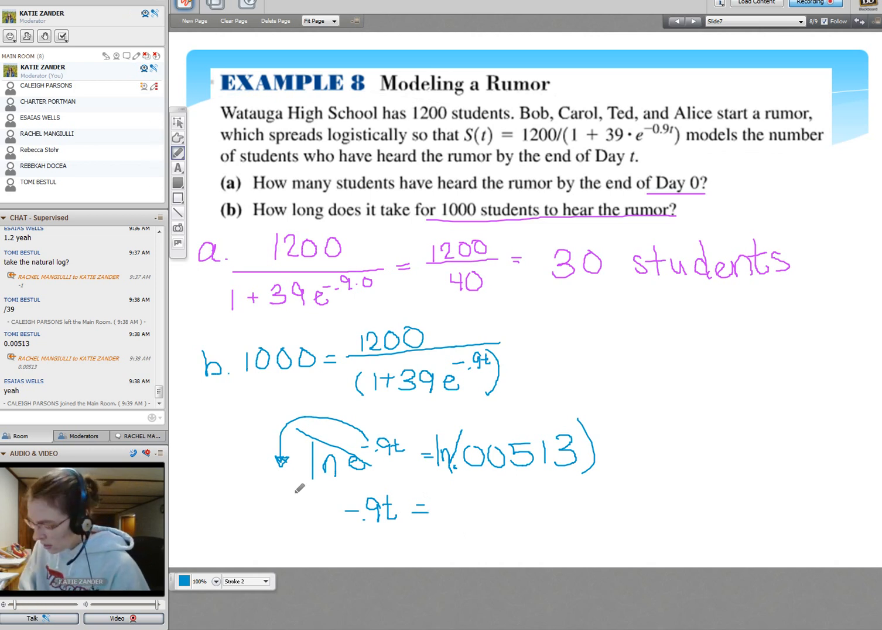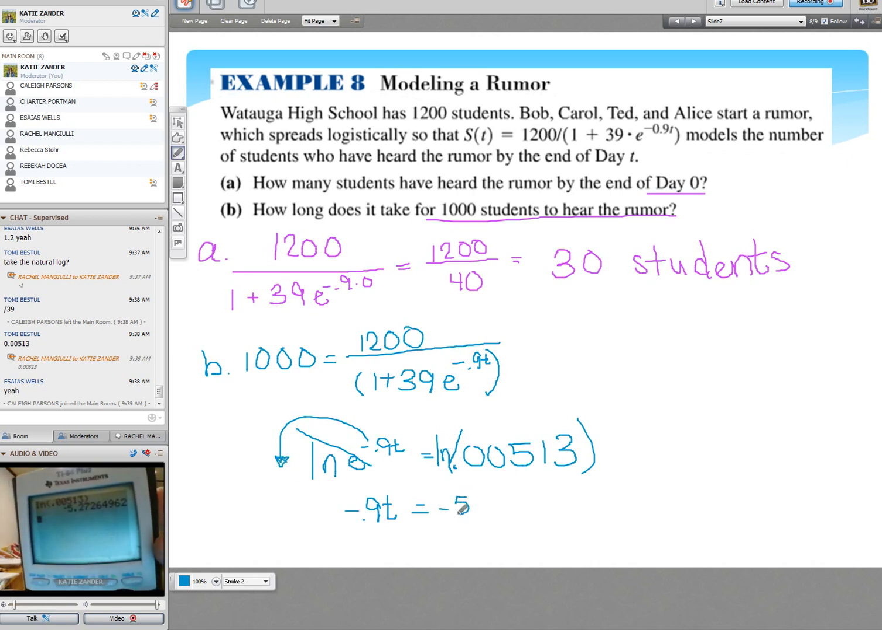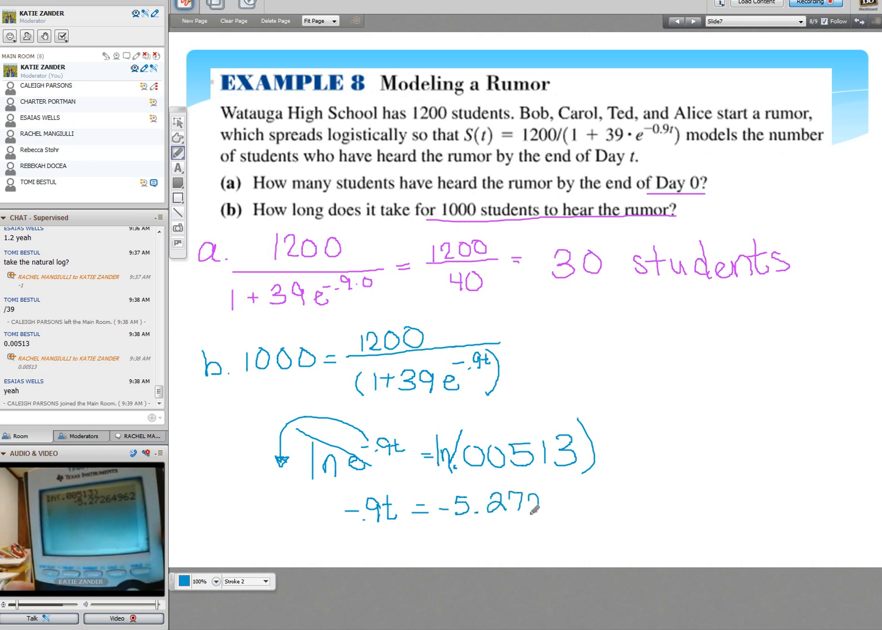Natural log, you do have a button on the calculator for natural log as well, and my batteries are dying on my calculator. Go figure, right? So typing that in, 0.00513, you're going to get a decimal answer there. If you can leave the decimal answer as long as you can get it, you're going to have a more accurate response in the end.